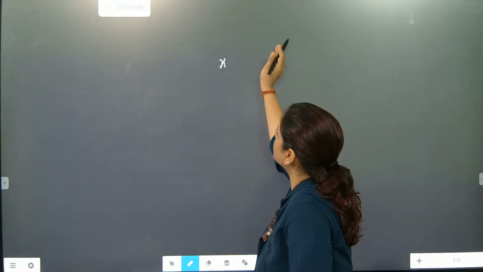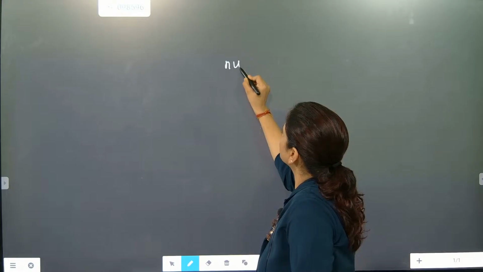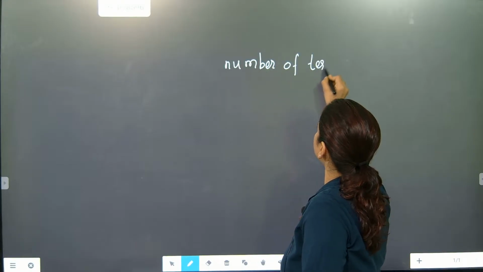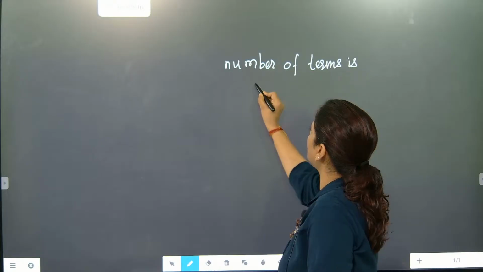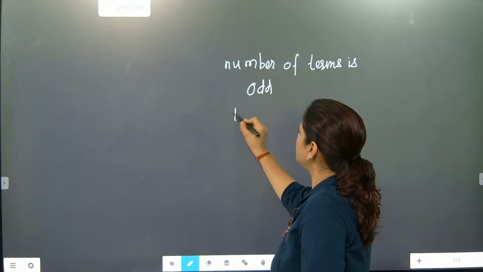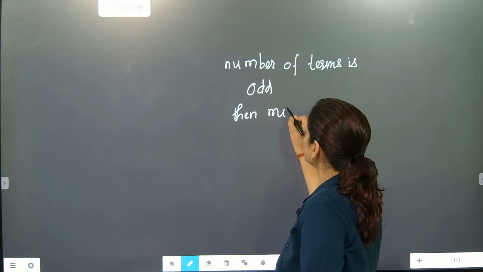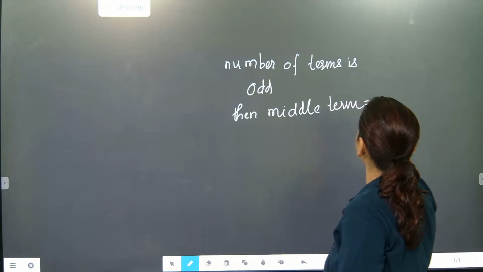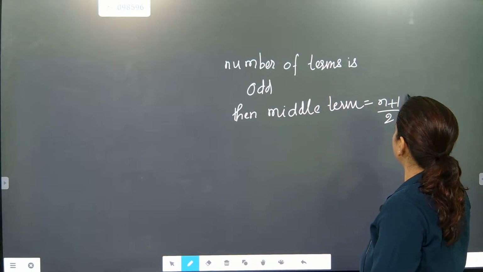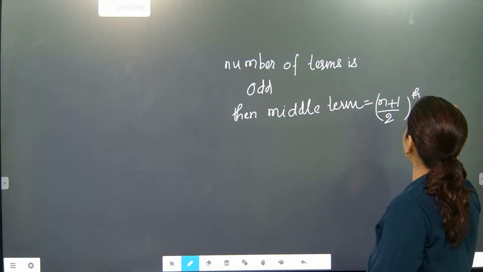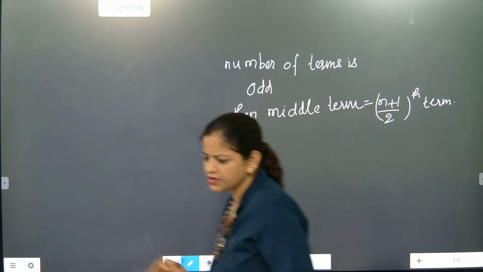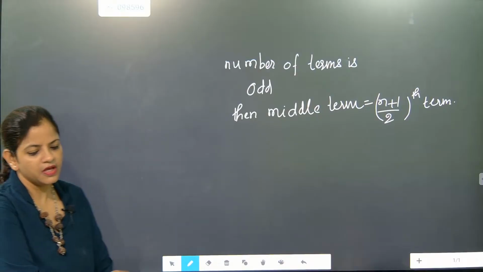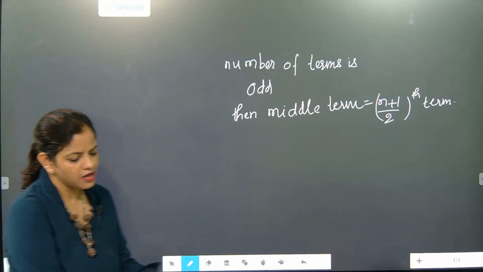So, if the number of terms is odd, then the middle term is the n plus 1 by 2th term. That is, this term is the middle term. The n plus 1 by 2th term will become the middle term. Understood?